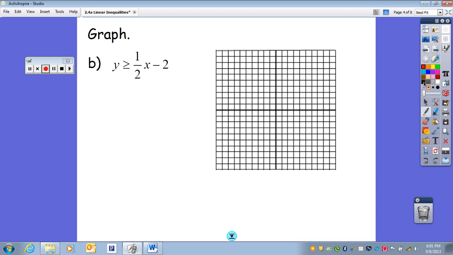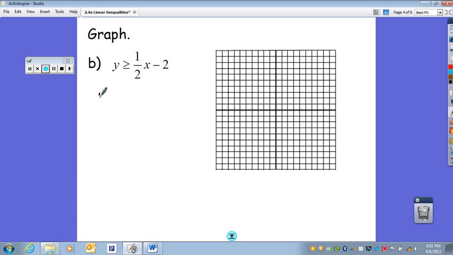y is greater than or equal to 1/2 x minus 2. So the first thing I want to find is my y-intercept, which is at (0, negative 2). Then my slope is 1/2. So I'm going to put that point (0, negative 2) onto the coordinate plane, and then I'm going to use my slope, up 1 over 2, up 1 over 2, to find some of my other points. Now I take a look at my symbol. It's greater than or equal to, so I need a solid line.